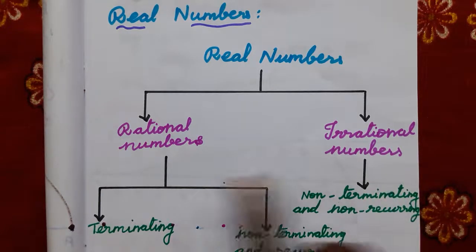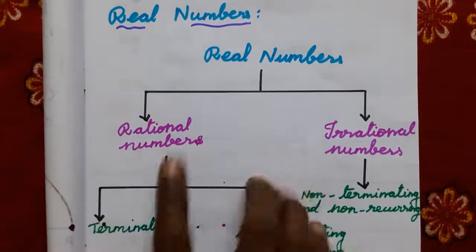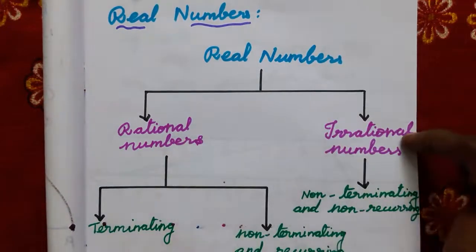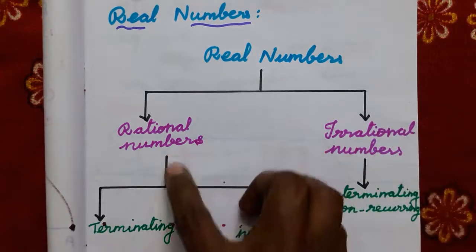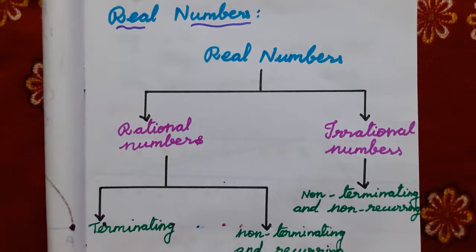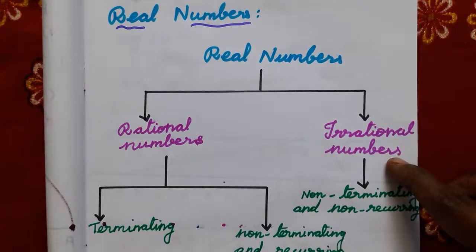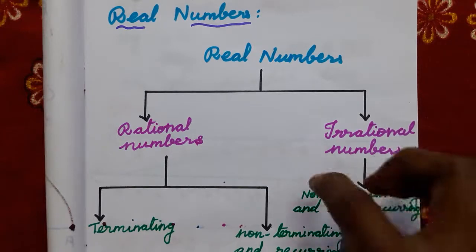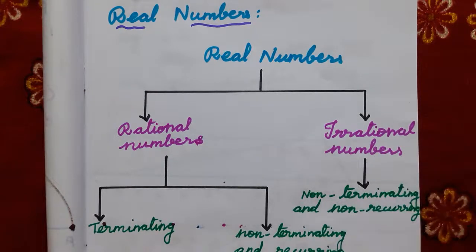Have you understood that? In the previous class itself I explained that real numbers are of two types. What are they? Rational and irrational numbers. Rational numbers are terminating, or non-terminating and recurring. Irrational numbers are non-terminating and non-recurring. Only a non-terminating and non-recurring number is an irrational number. Next, I am going to teach the next example problem.